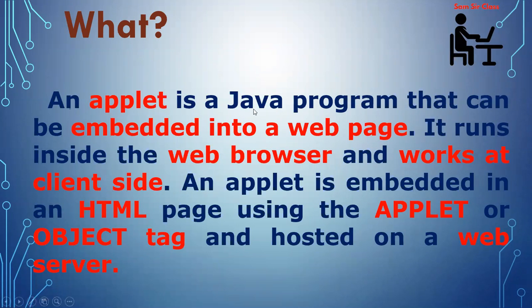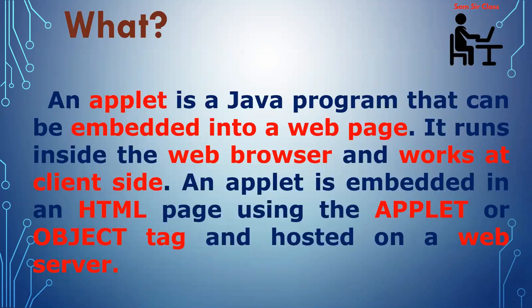Applet is a Java program that can be embedded into a web page, the HTML page I have told you about. It runs inside the web browser and works at the client side. Whenever I send a request to Google, for example for names of books in Java, I am one client and Google is working like a server. So normally an applet program runs on the client side.